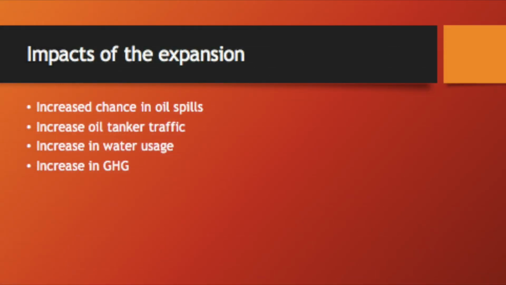Looking from a very important point of view, an environmentalist point of view, increasing the amount of oil the pipeline can provide has the biggest impact on these factors: increasing chances of oil spills, increased oil tanker traffic, increased water usage, and an increase in greenhouse gases. The expansion of the pipeline is hurting citizens all over Canada. It is impacting the amount of water we have and the quality of water that we provide. It's impacting the air we breathe and it is polluting our communities.